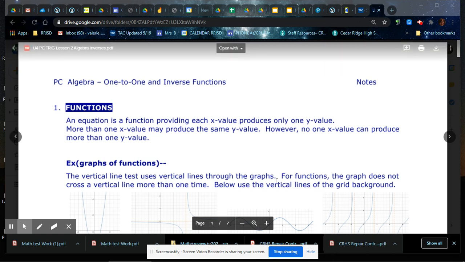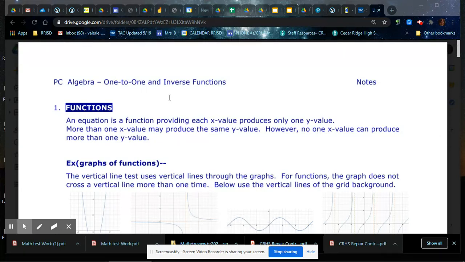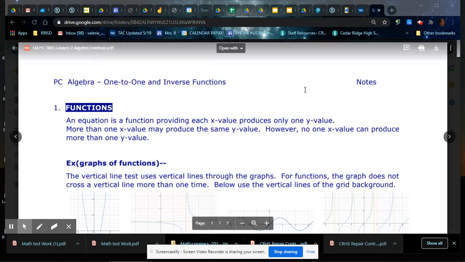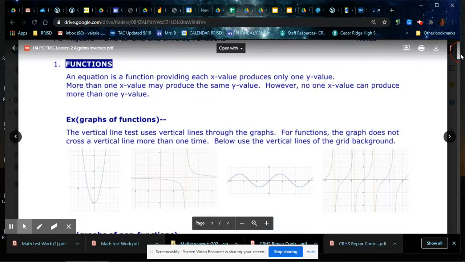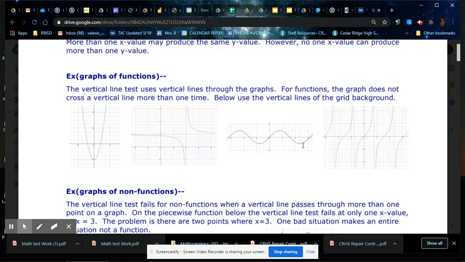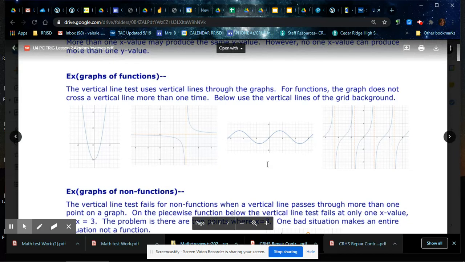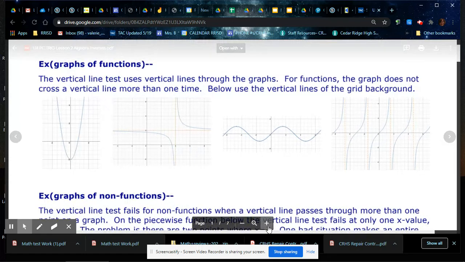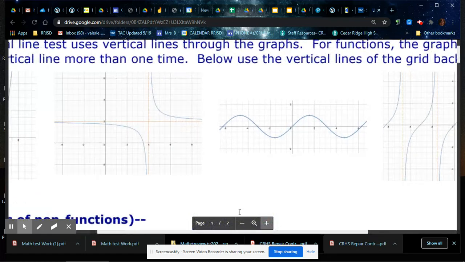Okay, so now we're going to look at one-to-one and inverse functions today. So we need to understand this final algebra before we go into trigonometry. So an example of functions which are graphed, I hope that graphically you would know what you would do to check to see if any of these were functions. Let me zoom in on these so you can see them better.